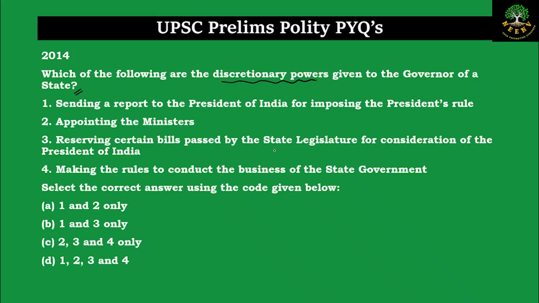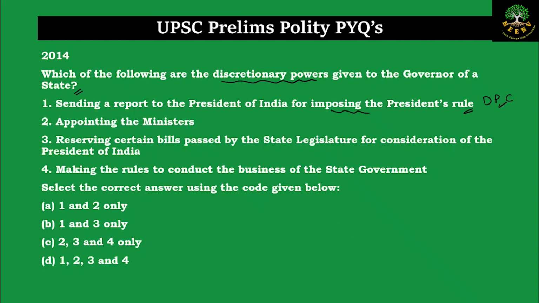But the governor in this case has a discretionary power when it comes to sending a report to the President for imposing the President's rule. If he thinks that the particular state machinery is not working as per the provisions of the Constitution, he will write a report to the President asking him to impose the President's rule in that particular state. So this is a discretionary power of the governor. So this is correct.